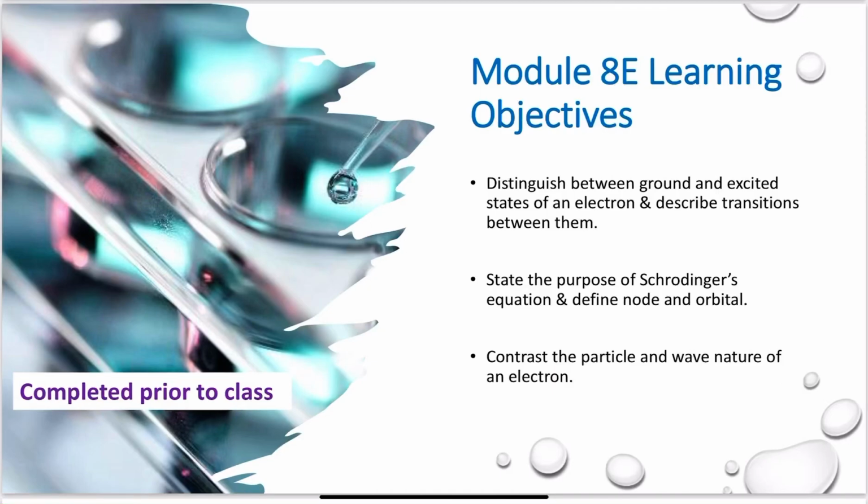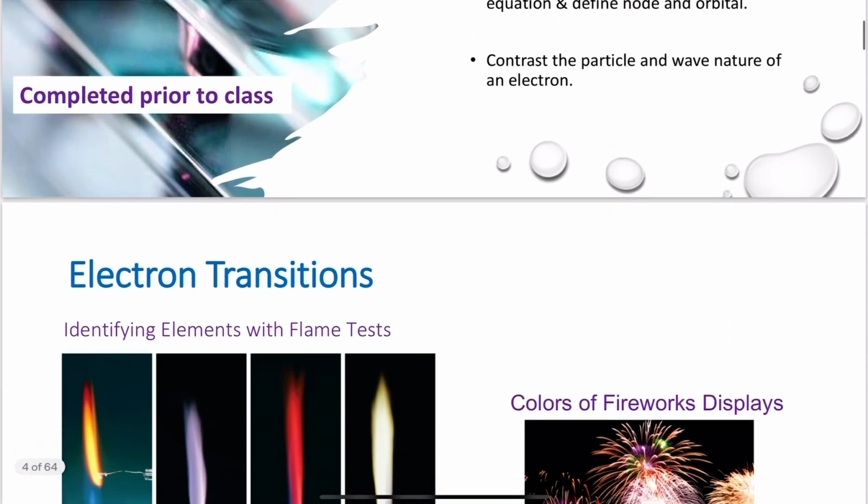So in this unit, we're going to start looking at bonding and how molecules are actually put together. But to do that, we need to talk a little bit about some of the background information that goes into how these things go together. First thing we want to talk about is ground and excited states of electrons and describe the transitions between them. We're going to talk a little bit about Schrödinger's equation and define an orbital. It's where electrons are actually residing, and then contrast the particle and wave nature of an electron.